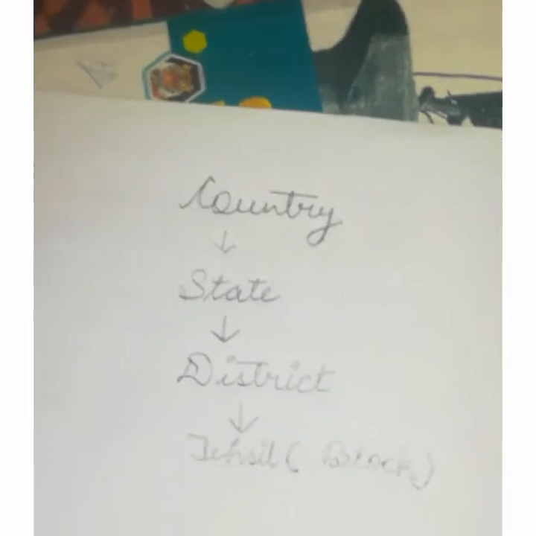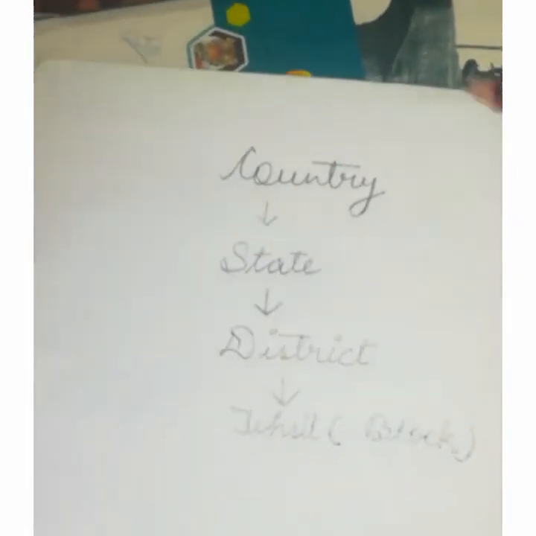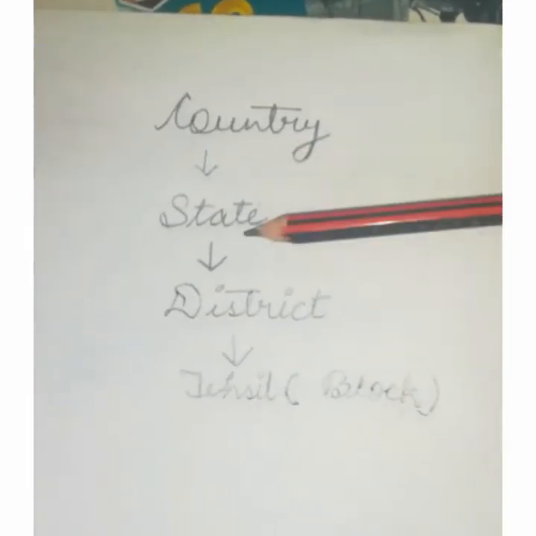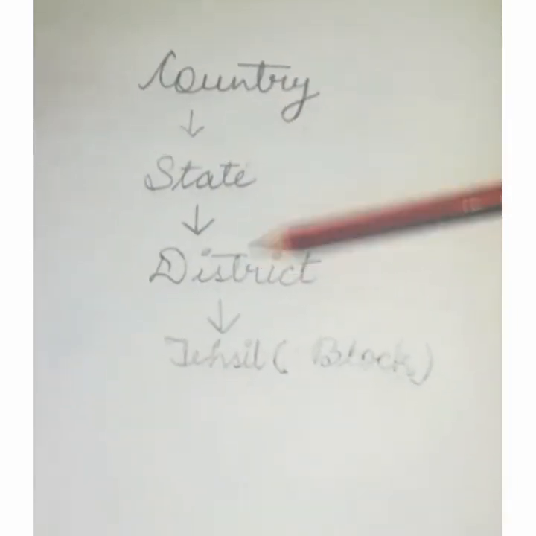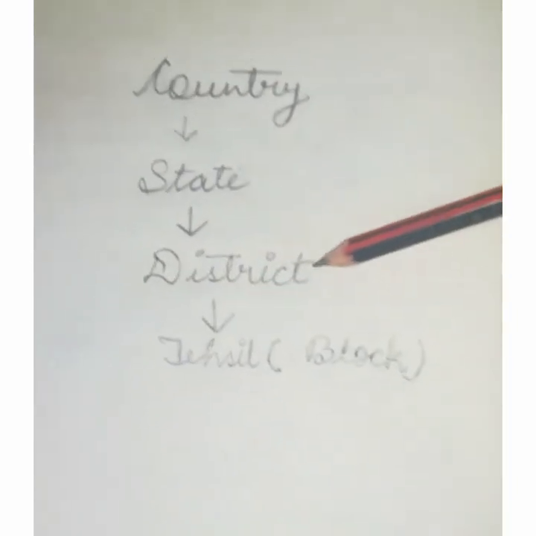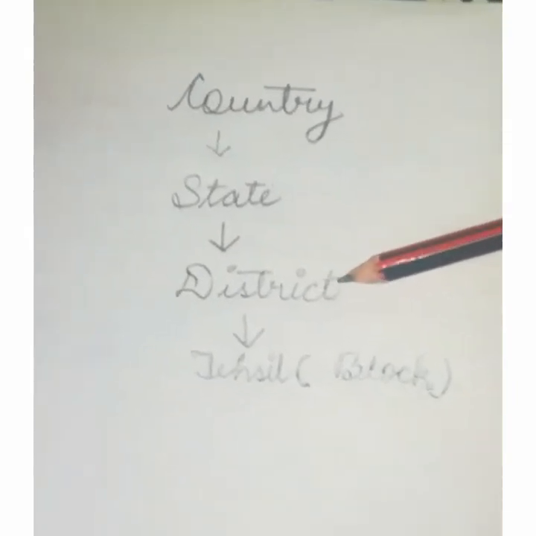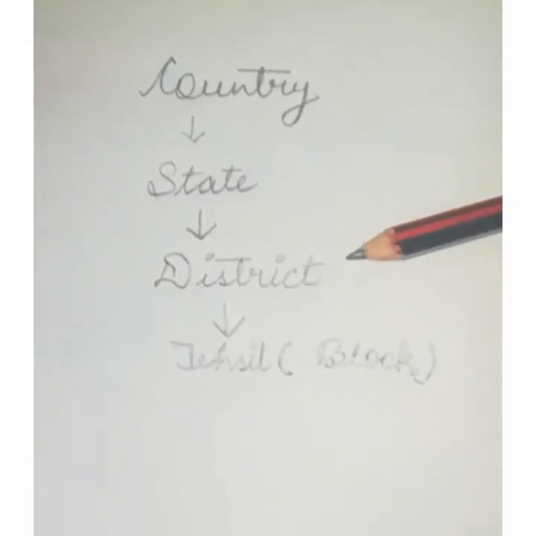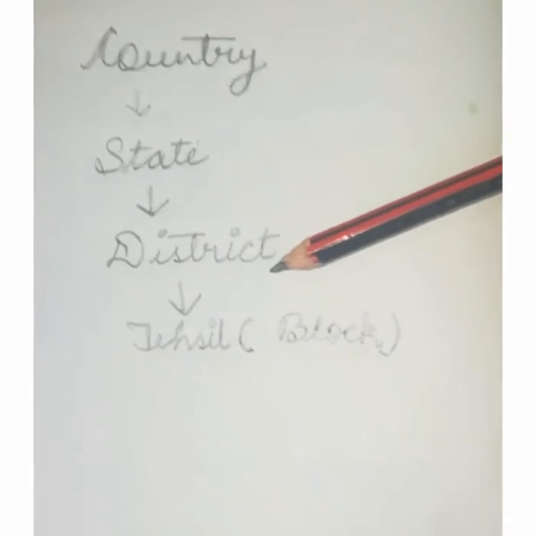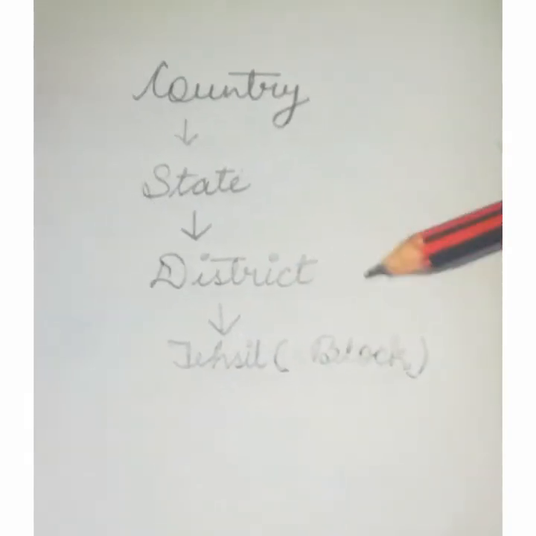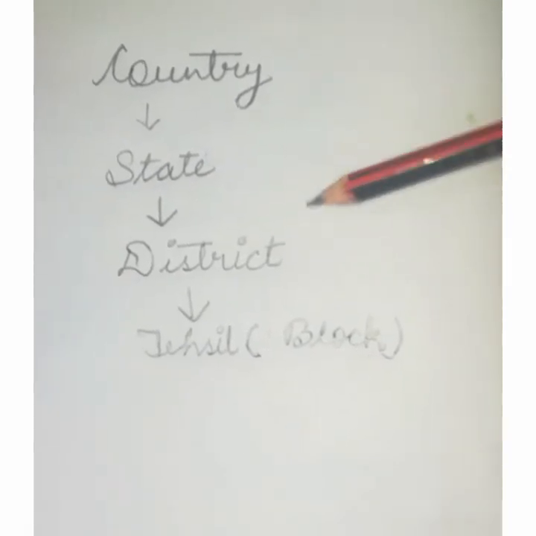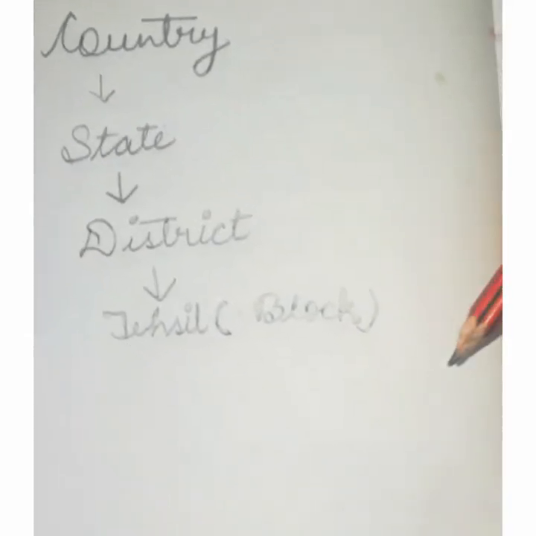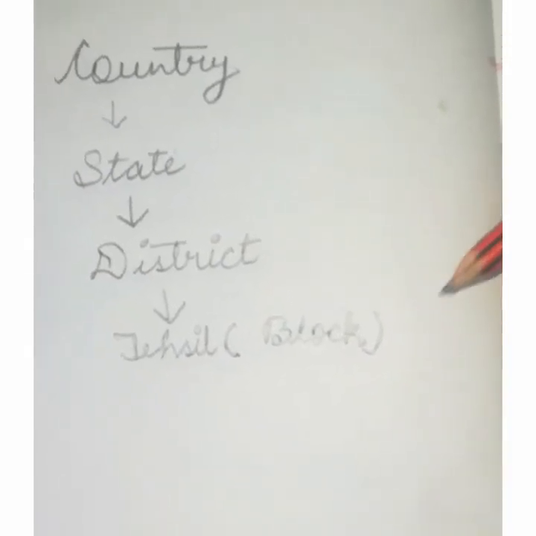Now let's understand the hierarchy. You have the country. Below the country you have different states of India. Below the states you have various districts. Districts would have district magistrate or district collector. Now, what is the function of the district magistrate? A district magistrate, also known as district collector, is an officer of Indian Administrative Service IAS.